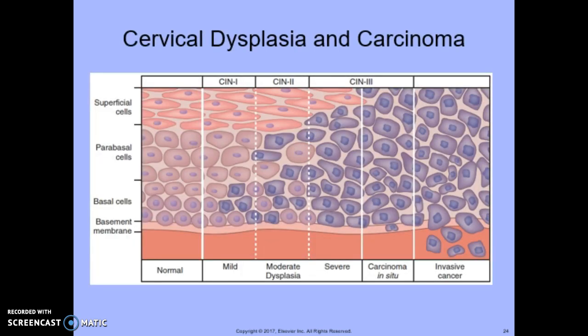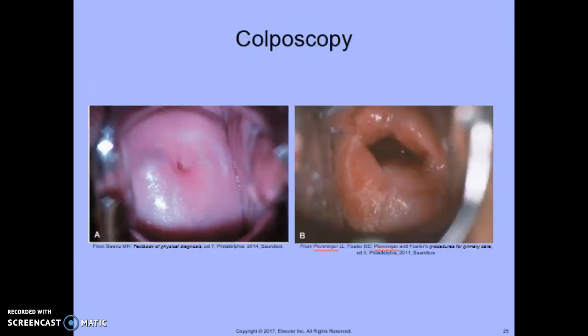Looking at cervical dysplasia or carcinoma continued, we're looking at figure 17.10, and this is a visual. The stages of carcinoma start at 0 and go to stage 4. Figure 17.11 shows the colposcopic appearance of a normal cervix in A, so that's here, and an abnormal cervix, which is B.